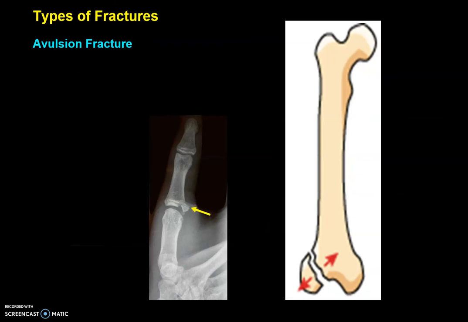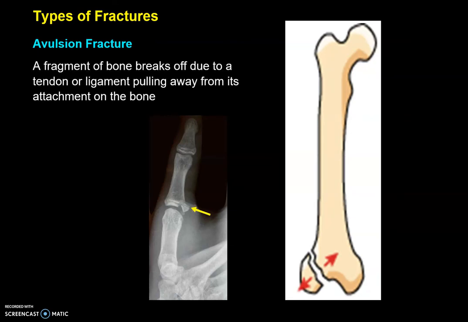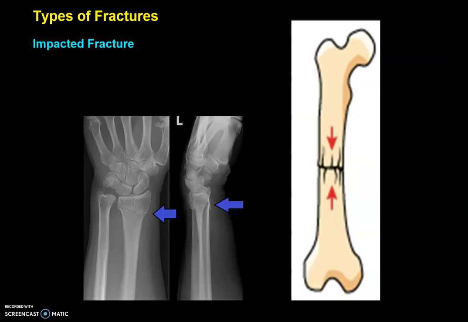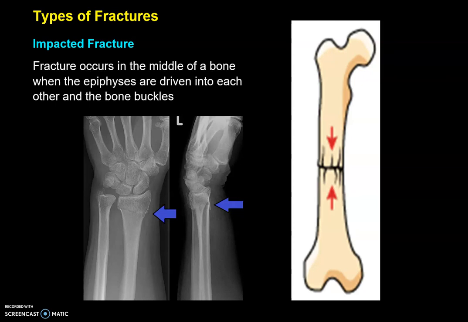An avulsion fracture is a fracture that is a fragment of bone that breaks off due to a tendon or ligament pulling away from its attachment on the bone. An impacted fracture is a fracture that occurs in the middle of a bone when the epiphyses are driven into each other and the bone buckles.